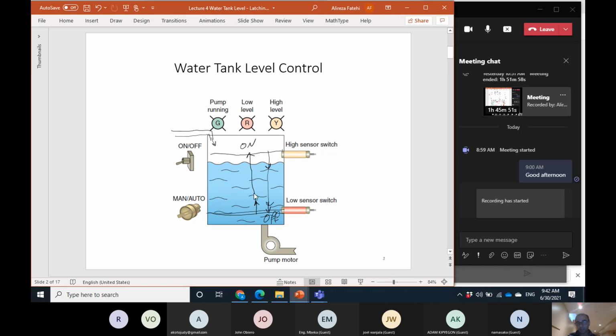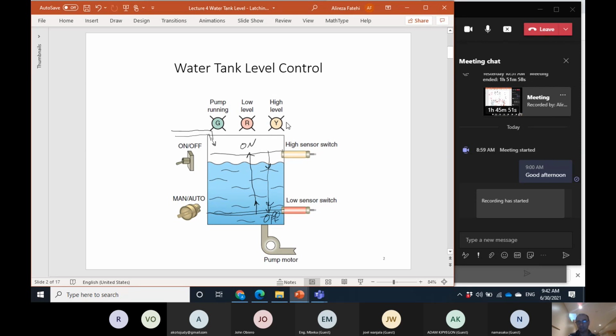So we should keep the command when the pump turns on at this point until the level reaches the low sensor. And when it is off, we should keep it off until the level reaches the high sensor. This is the main operation of the process.